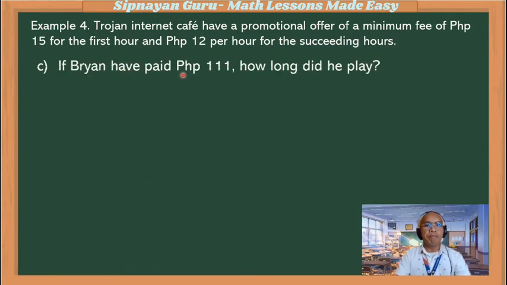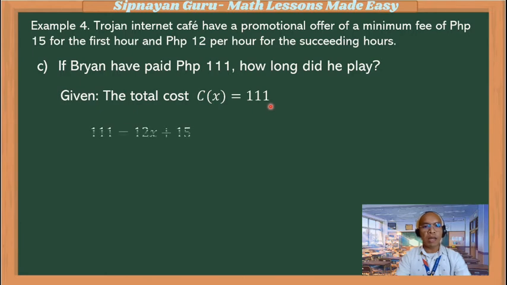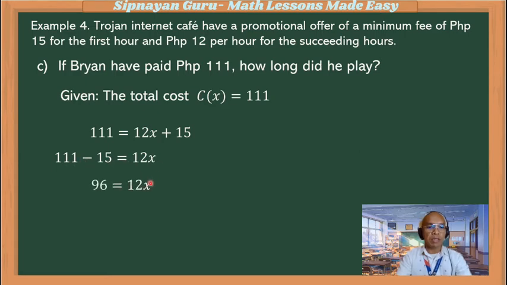Now, if Brian has paid 111 pesos, how long did he play? So the total cost C of X is 111. So this would be 111 is equal to 12X plus 15. By the addition property of equality, transpose positive 15 to the left. So this is 111 minus 15 and that is equal to 12X. 111 minus 15 is equal to 96. This is equal to 12X. Divide by 12 both sides to solve for X. So our X is 8. So this is the additional hours.